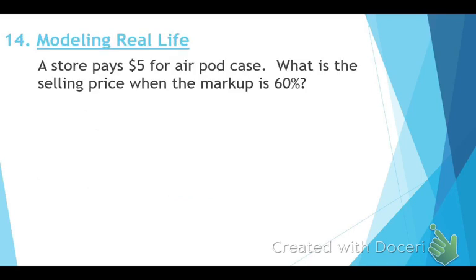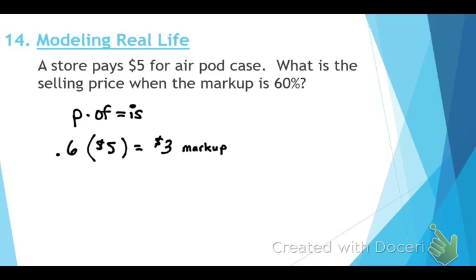This next one, a store pays $5 for an AirPod case. What is the selling price when they mark it up by 60%? Let's start once again with our formula. P times of equals is. Talila, help me with how to do this problem. Okay, so we'll change it to a decimal and get 0.6. What's my of? Okay, $5. And what's the answer? $3. Okay, what is that $3? That is the markup. Good job. Talila, how do I find now the selling price? Very good. It was $5. They added $3. What's the answer? $8 is the selling price.